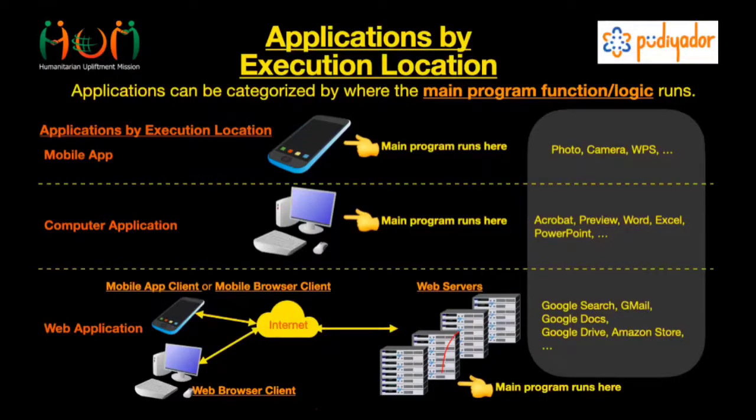If you use your photo app, your camera app, that app is actually running on your mobile phone. If you are using Gmail, where is the application running? Now the thing is, a part of the application is running on your phone, but most of the application is running on a Google server, a Gmail server far away. It could be in the US, it could be in India, it could be somewhere else. You don't know where it is, but it is running somewhere else. So you can categorize applications by where they are running.